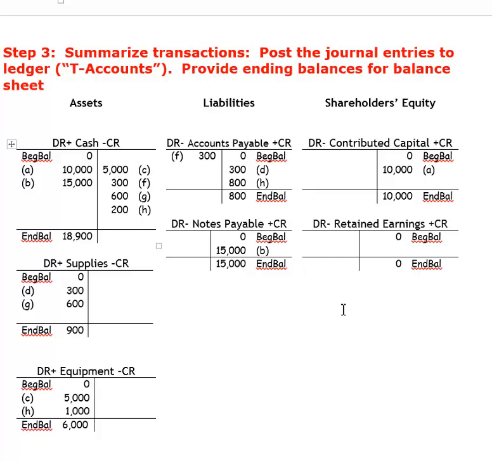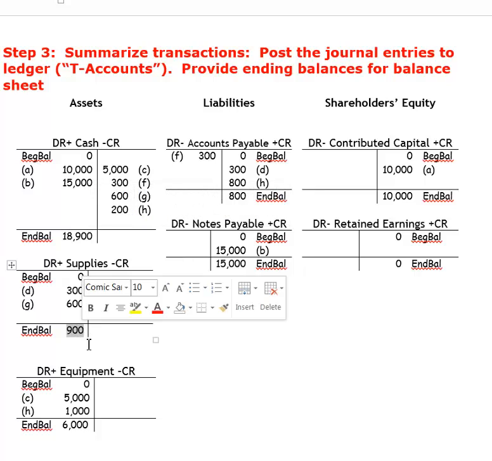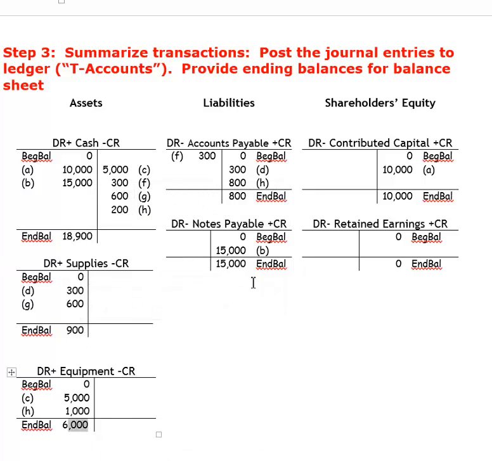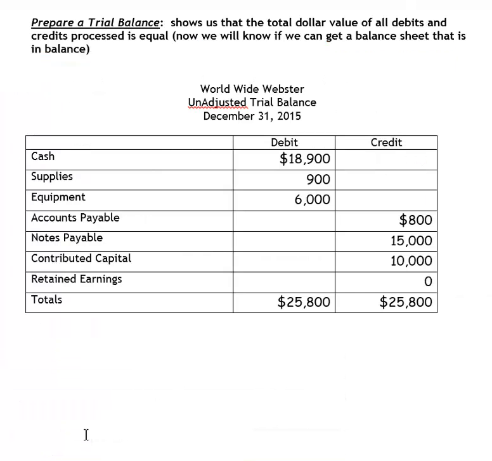At this point in our course, we'll simply refer to it as a trial balance. So what we're going to do is take each of these ending balances that we have here, and transfer them to what we call the unadjusted trial balance. It's a report, and the report is done again to show us that the total dollar value of all debits and credits processed is equal. So let's begin to show you what that report looks like.